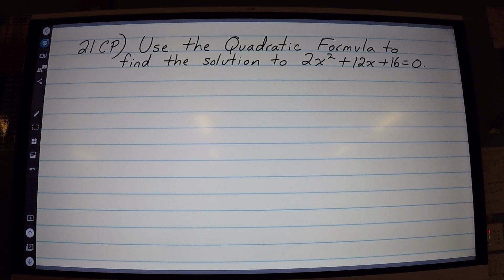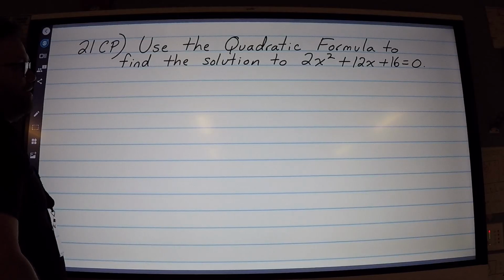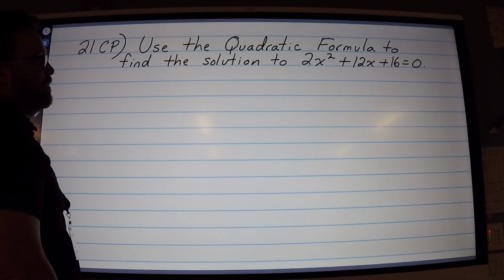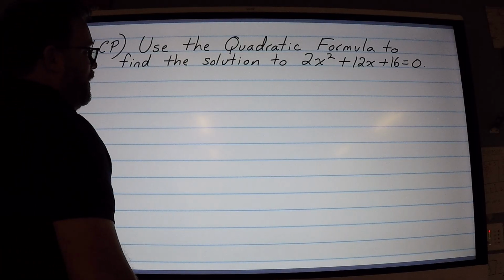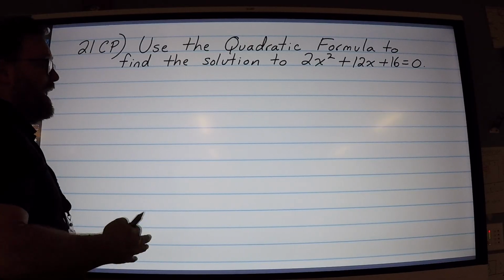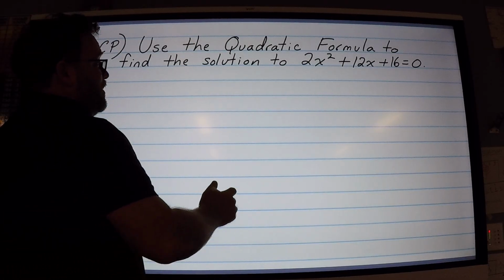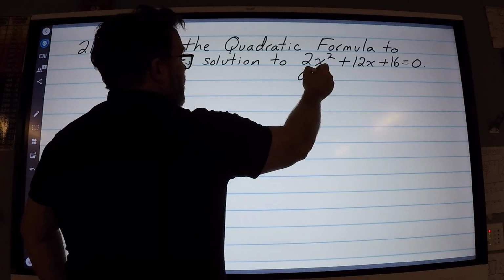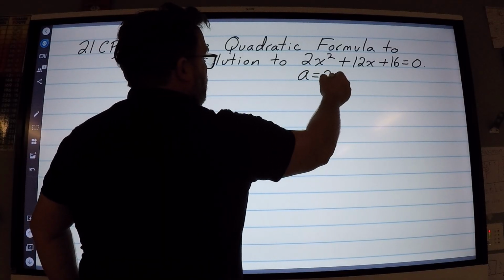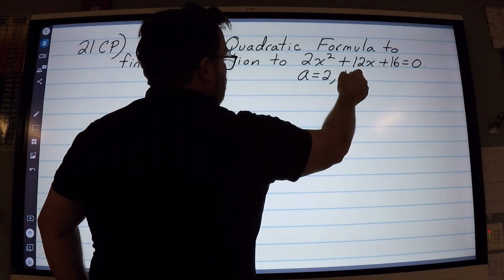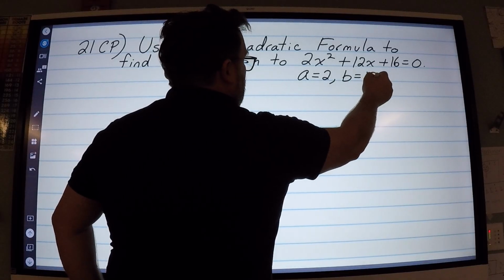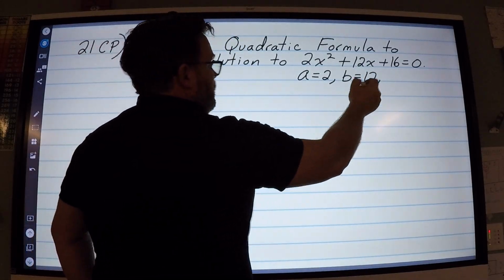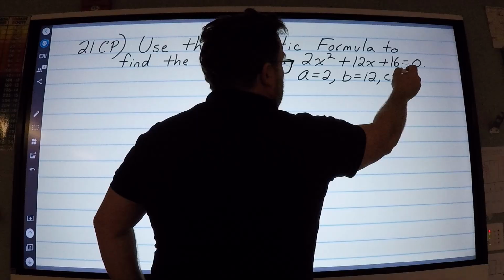Alright, in this problem we're going to use the quadratic formula to find the solution to 2x squared plus 12x plus 16 equals 0. So first we want to identify what a, b, and c are. A is the number in front of x squared, so a is going to be 2. B is the number in front of x, so b is 12. And c is the constant by itself, so c is 16.